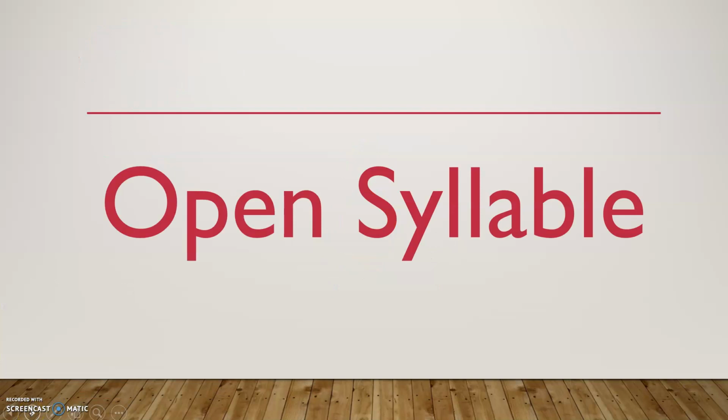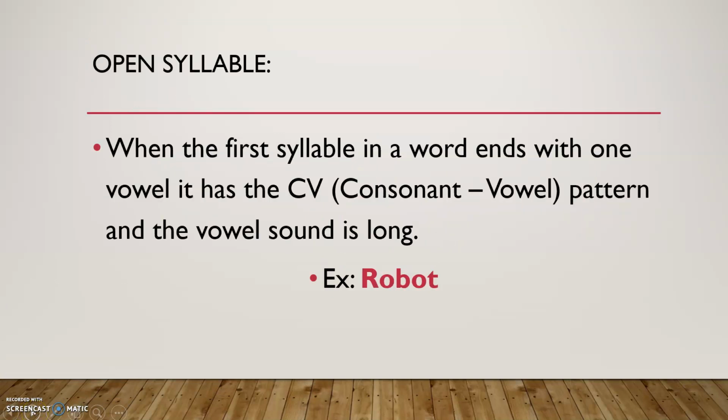While open syllable is when the first syllable in a word ends with a vowel, a CV pattern, the vowel sound is long and we call it open syllable. Let's look at the example. Rowboat. Where should we draw the diagonal line? First, where are the 2 vowel sounds here? We have the O and another O.